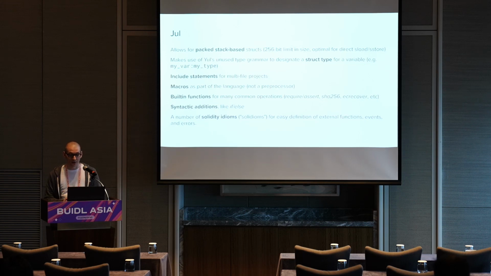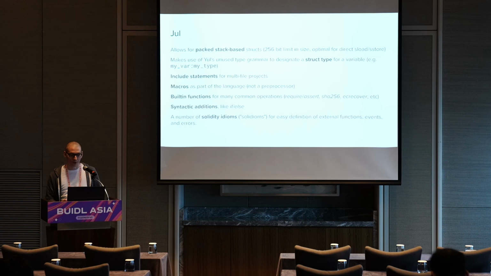It makes use of Yul's unused type grammar to designate a struct type for a variable. I think this type grammar was in Yul originally because Yul was also meant to be able to compile to WASM at one point. I think that was just ripped out, but it needed types for WASM output. I don't think it's used anymore, but it's still defined in the grammar. So we can reuse that type grammar to designate a type for a variable, in this case just structs, because that's the only type it really gives you.